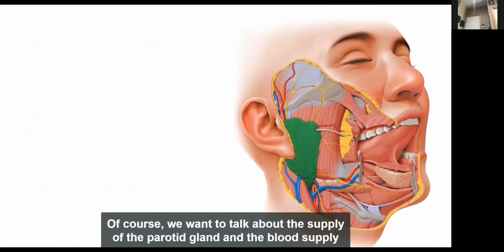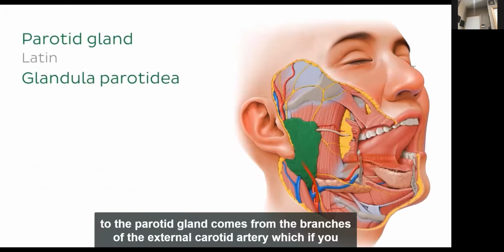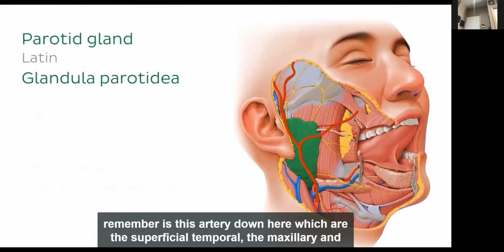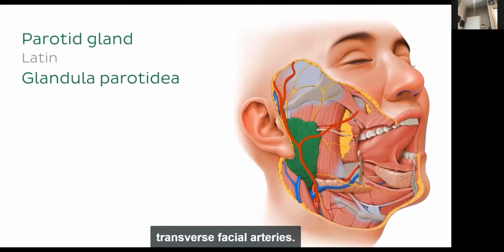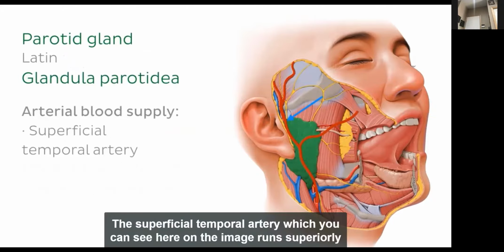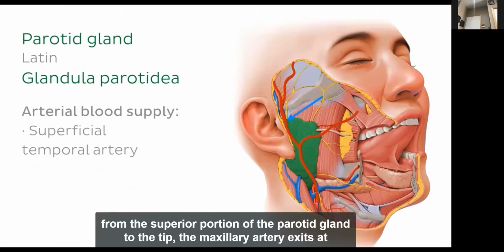Of course, we want to talk about the supply of the parotid gland, and the blood supply to the parotid gland comes from the branches of the external carotid artery, which, if you remember, is this artery down here, which are the superficial temporal, the maxillary, and transverse facial arteries. The superficial temporal artery, which you can see here on the image, runs superiorly from the superior portion of the parotid gland to the tip.